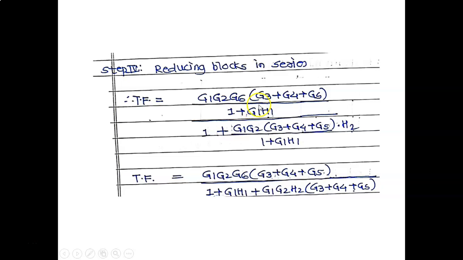Now, by cross multiplication, these two denominators will get cancelled and the final transfer function C(s) upon R(s) is equal to G1 G2 G6 into G3 plus G4 plus G5 divided by 1 plus G1 H1 plus G1 G2 H2 into G3 plus G4 plus G5.